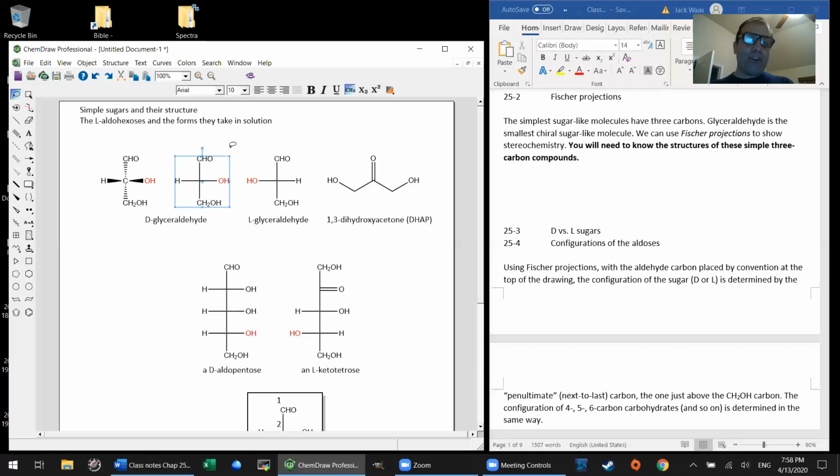Couple things about correctly drawing Fischer projections. First of all, we will just always assume that all horizontal bonds are going to be sticking out of the plane at us, and all vertical bonds will be going back into the plane. So these two structures are equivalent. They're showing the same information.